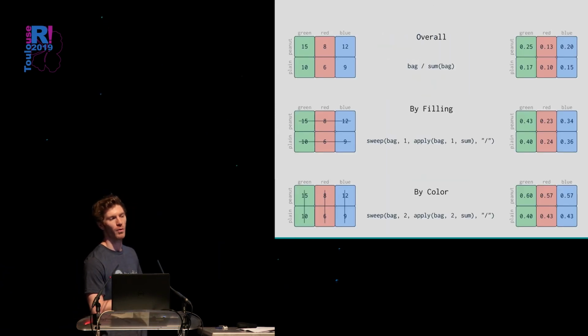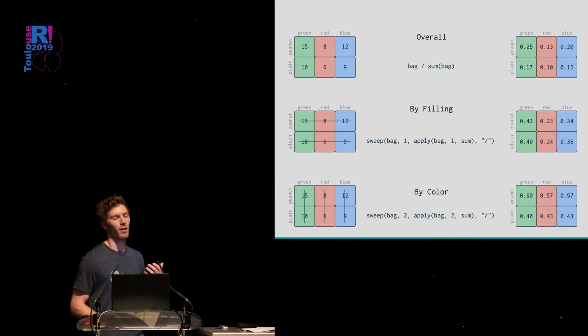This is one way that you might do this with traditional R. You might do bag divided by the sum of bag to get the overall proportions. And then you might venture into this land of sweep and apply, using apply to get the sums, and then sweep to do the row-wise division. If you wanted to do it by column instead, you'll just switch out that margin argument from 1 to 2, and that's how you'll get column-wise proportions.